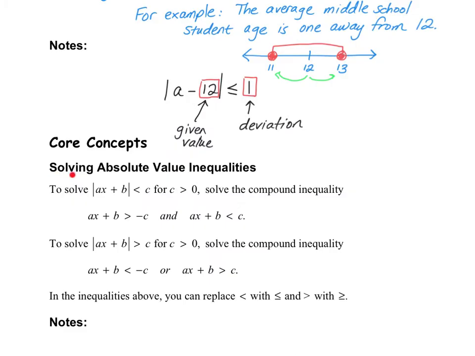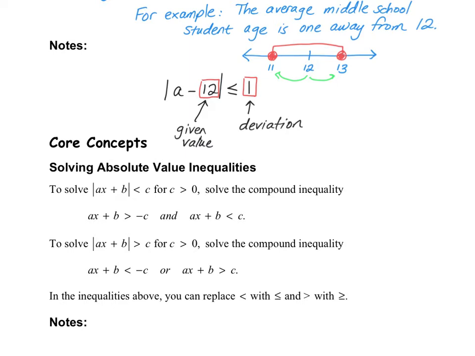When you solve absolute value inequalities, if you're given this equation here, where c is greater than 0, what you do is you split it up into two parts, just like you did in Chapter 1 when we dealt with absolute values. And it's going to be that what's inside the absolute value is, notice I changed the less than to a greater than sign, greater than the negative c, and what's inside the absolute value is less than the positive c.